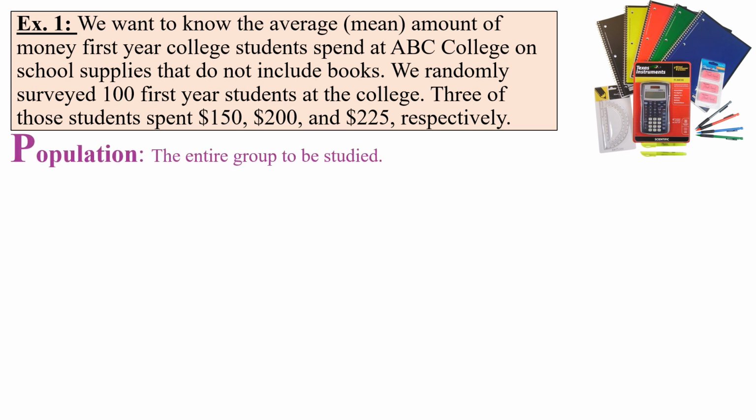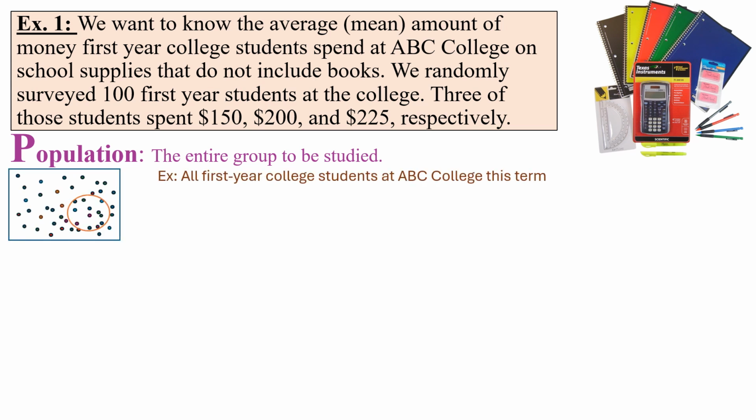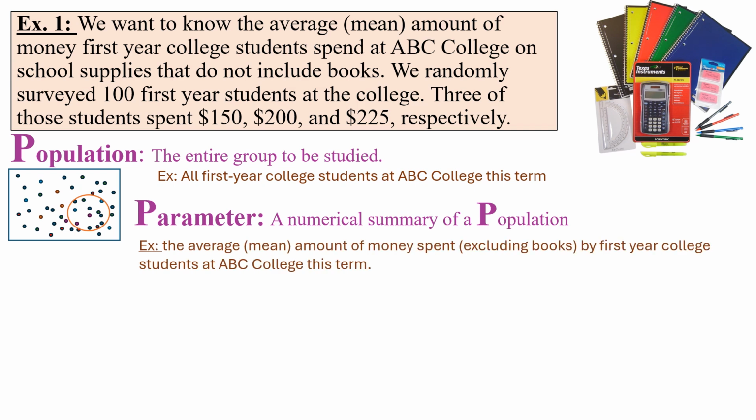Population. Remember that population is the entire group to be studied. In this example, all first-year college students at ABC College would be the population. A parameter is a numerical summary of a population. So in this case, the average, mean amount of money spent excluding books by first-year college students at ABC College will be the parameter.